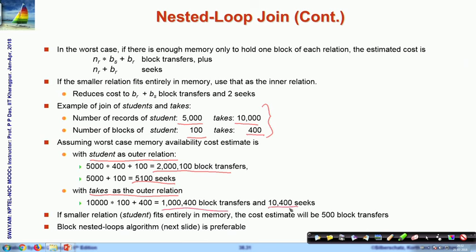You can see here that if you make student the outer relation, then you have a much larger number of block transfers, though you need to do fewer seeks. But using takes as the outer relation, you have much fewer block transfers, but more seeks. Usually a seek is less costly than a block transfer. So, with this kind of statistics, if it is available, we will possibly take takes as the outer relation and student as the inner one.